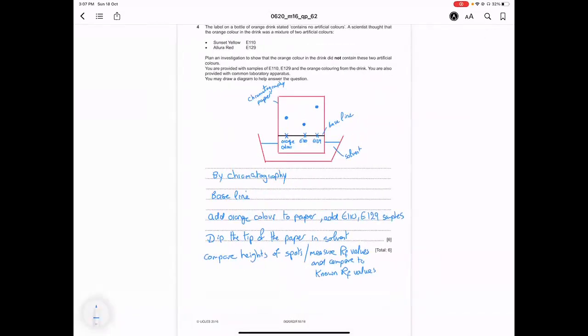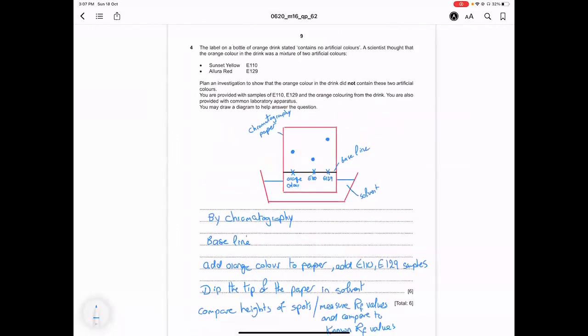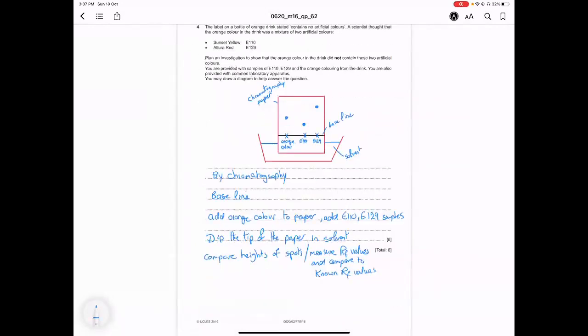Okay, the final experimental design was chromatography, which is a very easy one. He has an orange drink and he wants to know if the artificial colors E110 and E129 are present or not. He wants you to plan an investigation to show that these artificial colors are not present in the orange drink.